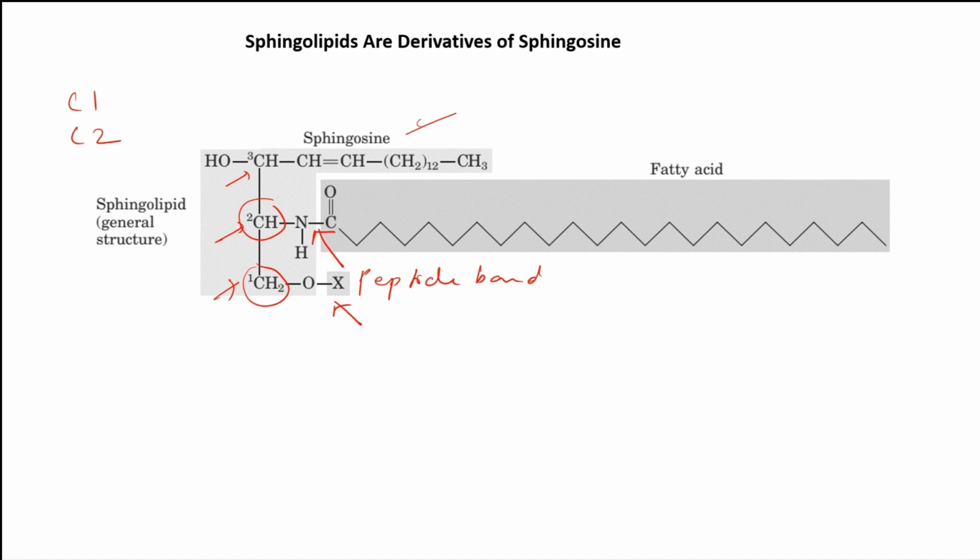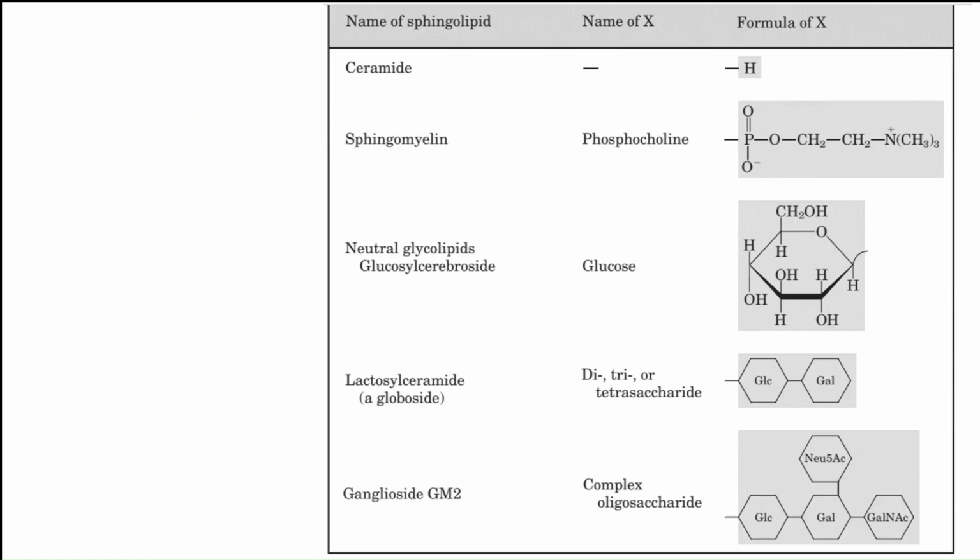With carbon number 2, the fatty acid is attached through a peptide bond, and with carbon number 1, different X groups are found. Now what are these X groups? So here are the names. If the X group is H, the compound is named ceramide. If the X group is phosphocholine, the compound is sphingomyelin.